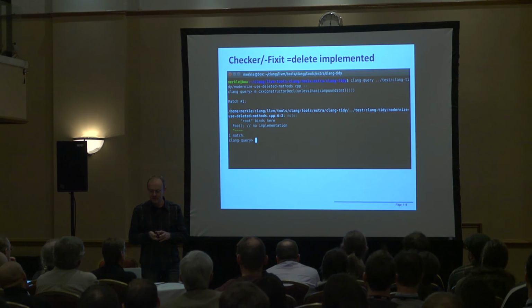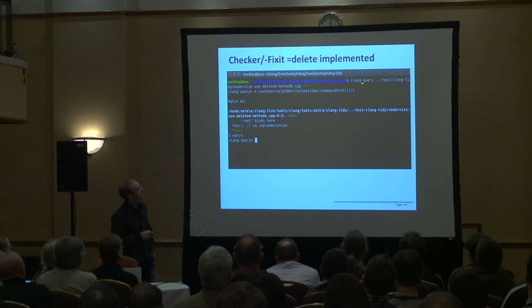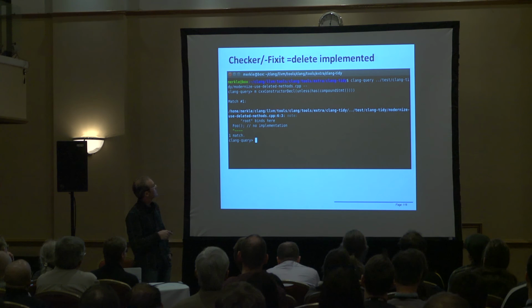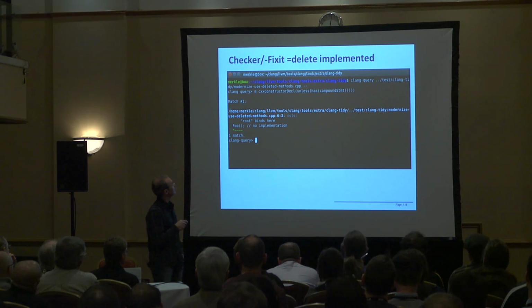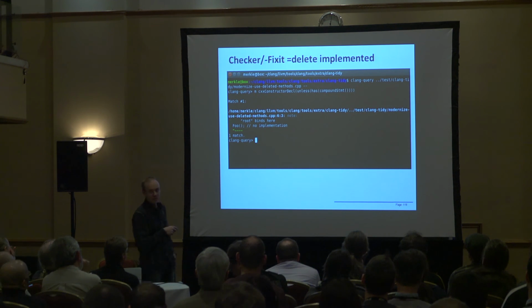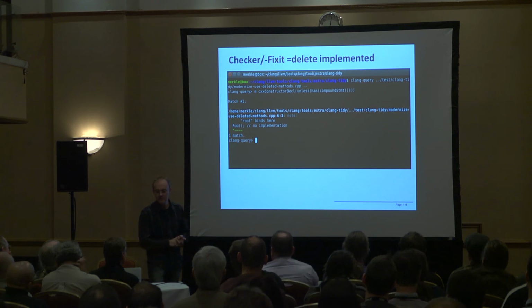So essentially it's this Clang query. I've added that test here in my installation. I've created a modernize use delete method test, and here's the Clang query on the AST for the matcher. So I'm searching, for example, for constructors which have no implementation.